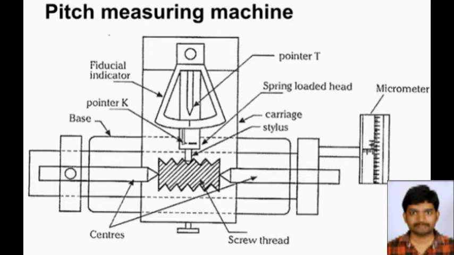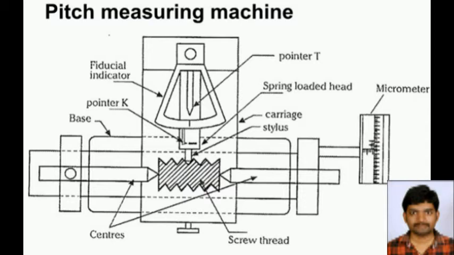We have a very sturdy base made of cast iron, and we have two centers provided for mounting the screw thread. Then there is a carriage which will move parallel to the axis, and in the carriage there is a stylus mounted on a spring loaded head. Then we have two indicators. One is a fiducial indicator, to ensure that the same pressure is maintained throughout the pitch measuring. The other indicator is K, to indicate that the stylus is in the proper location.